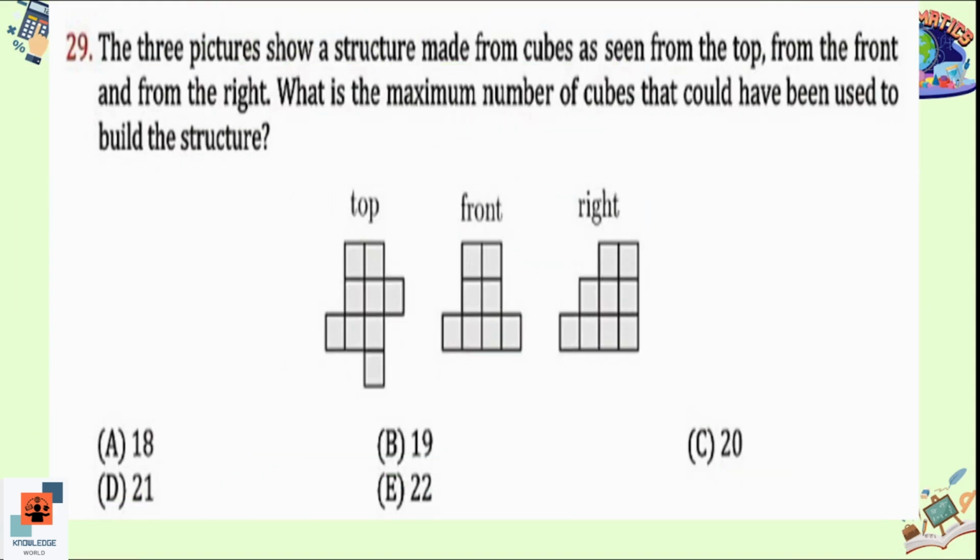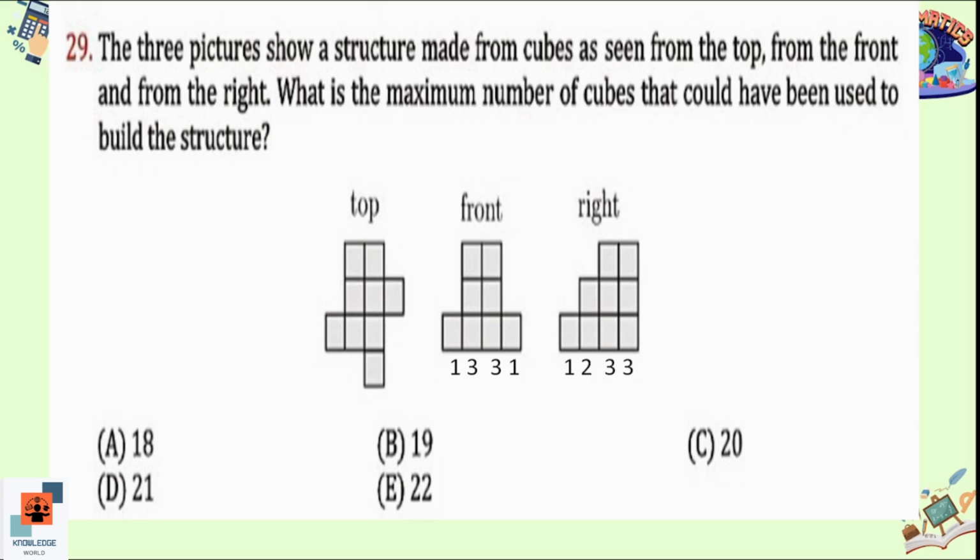Question number 29. The three pictures show a structure made from cubes as seen from the top, from the front, and from the right. What is the maximum number of cubes that could have been used to build the structure? So we can see that in front there is 1, 3, 3, and 1 cubes. On the right side there is 1, 2, 3, and 3 cubes in each column.